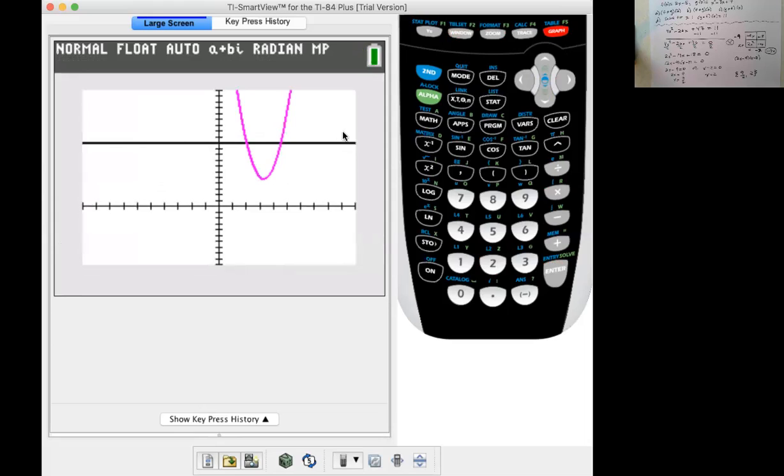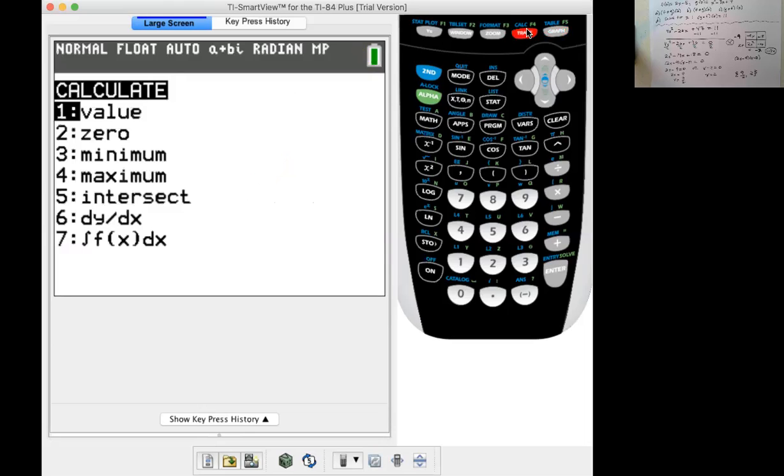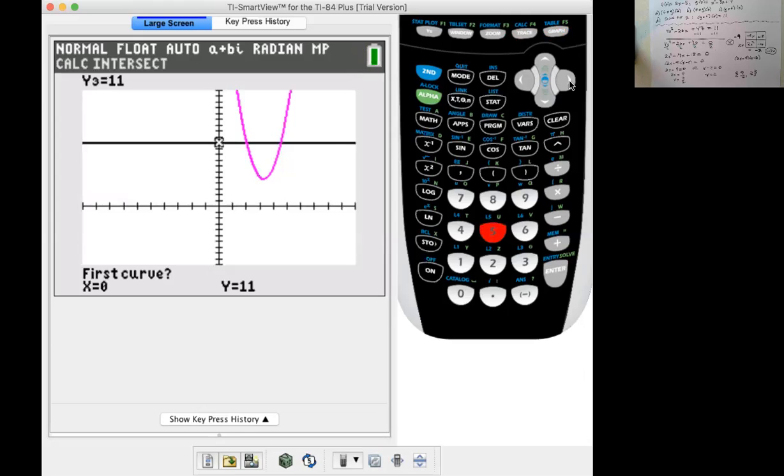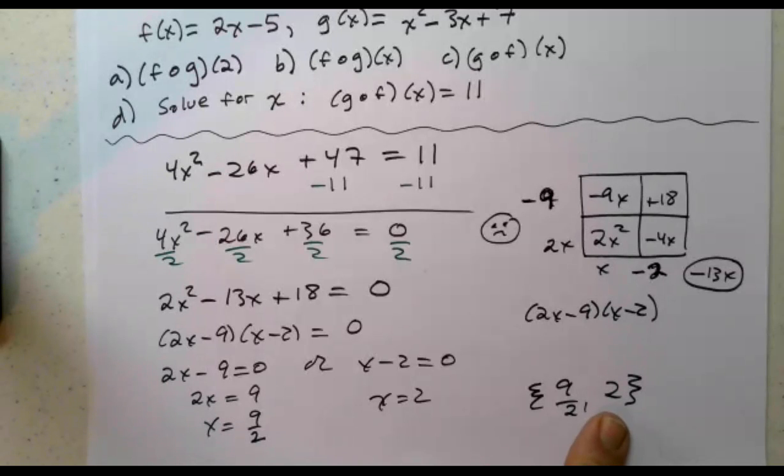And I want to find the points of intersection. I have a point of intersection here. Do you believe it could be 2? I have a point of intersection there. Do you believe it could be 9/2 or 4.5? Let's have the calculator help us. Second calc, intersection, which is 5. First curve, fine. That's the black line, y equals 11, enter. Second curve, the pink one, enter, guess. Move it close to the crisscross point, enter. And there's an answer, x equals 2, which agrees with what I said, right? I said one of the answers was x equals 2.